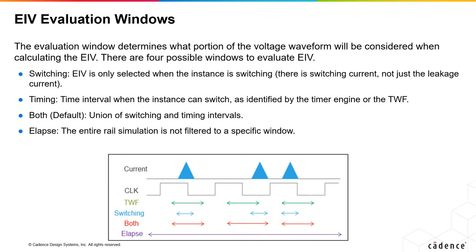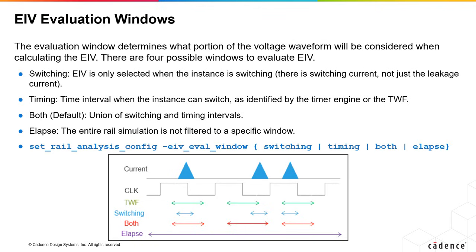Hence, the mode both is the default mode for the EIV eval window argument within the set rail analysis config command. The Elapse mode calculates EIV for the entire rail simulation and is not filtered to a specific window.